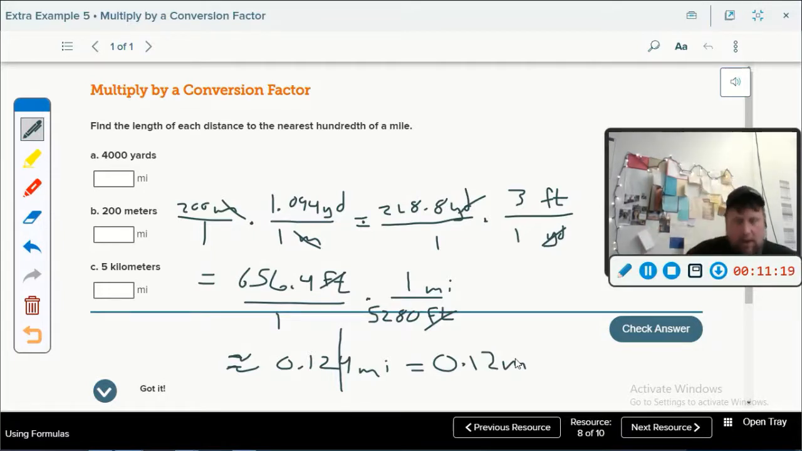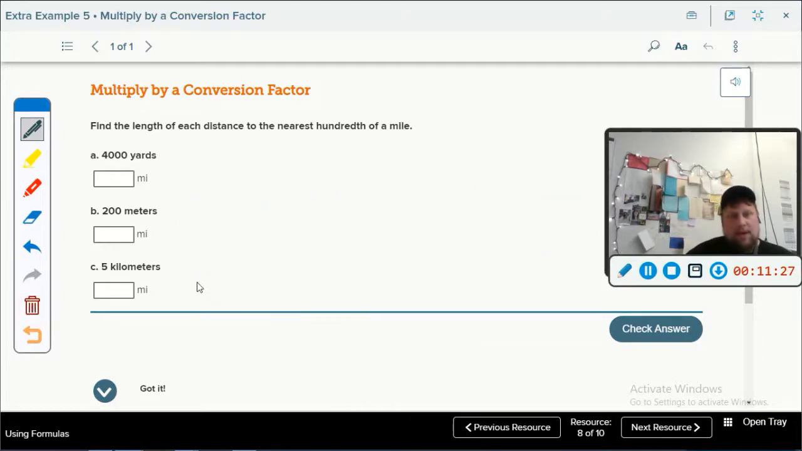Awesome. All right, well, let's keep going. Pause this if you need to. I'm going to erase it. We're going to do our last one. Ooh, kilometers. So if I'm going from kilometers to miles, we're going to do everything we just did here, except we're going to add in one extra step. We got to change kilometers to meters. So let's do this. I have 5 kilometers.